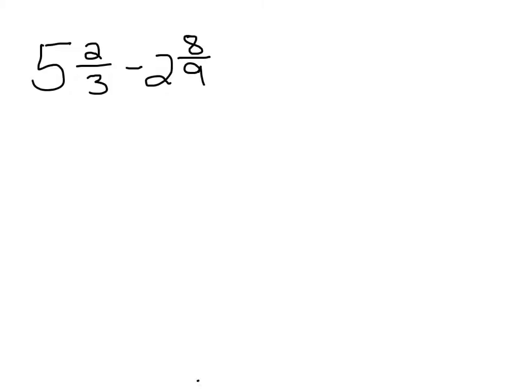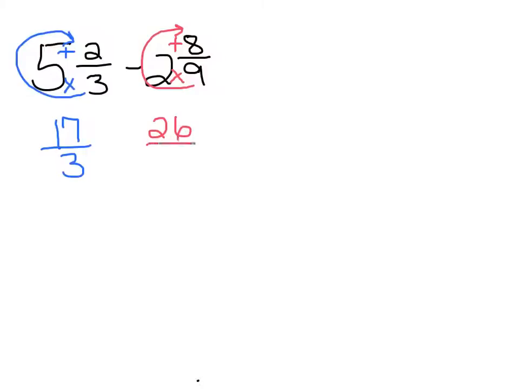So if we have 5 2/3, that would be 5 wholes cut into 3 parts each, so that would be 15 parts, plus the 2 more we have already, so we would have 17 of the parts, 17/3. 2 8/9, we have 2 wholes, each whole cut into 9 pieces, so that would give us a total of 18 pieces, plus the 8 we already have, so we would have 26 ninths.